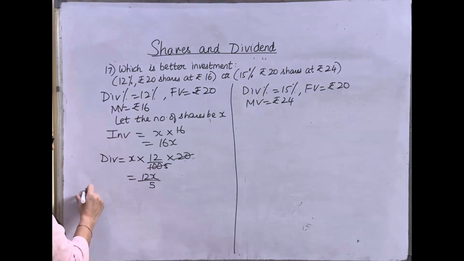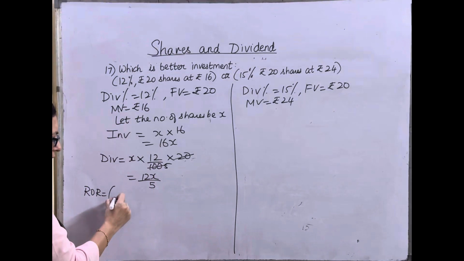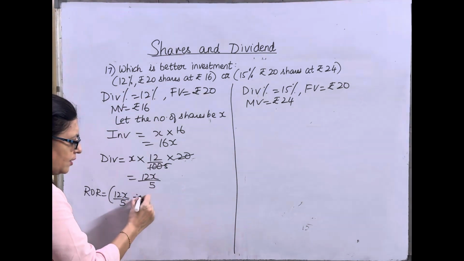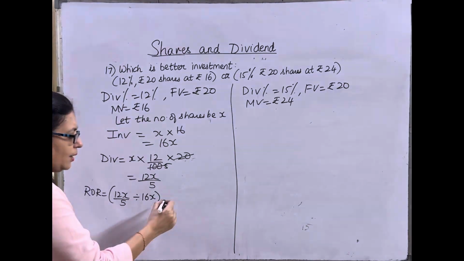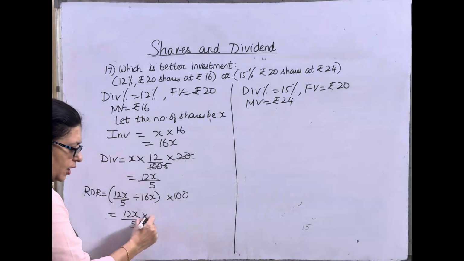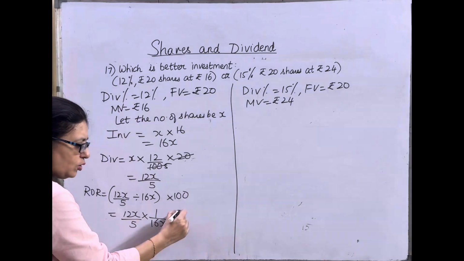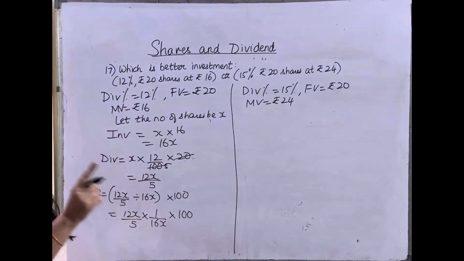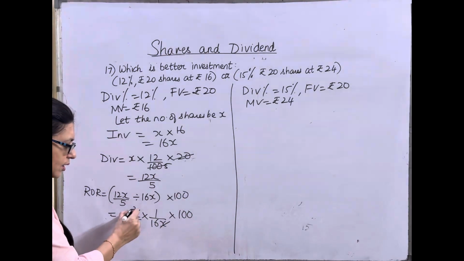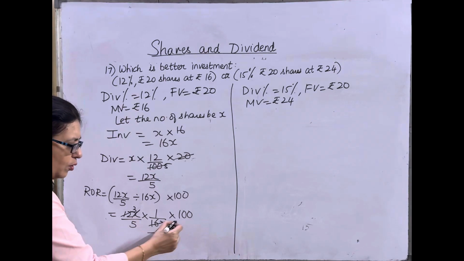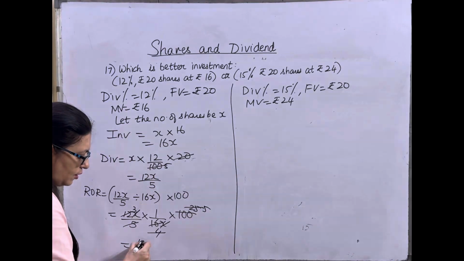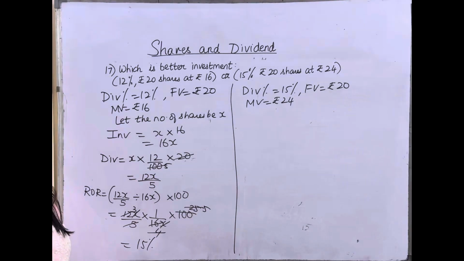Now, find the rate of return. Rate of return is dividend divided by investment times 100. Investment is 16x. So, this would be 12x upon 5 into 1 over 16x into 100. Whenever you divide, you will take the reciprocal. x and x get cancelled. 4 3s are 12, 4 4s are 16, 4 25s are 100, 5 5s are 25. So, it is a 15% return that I am getting.